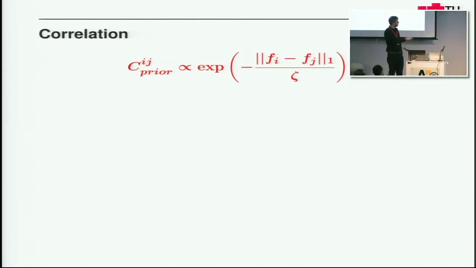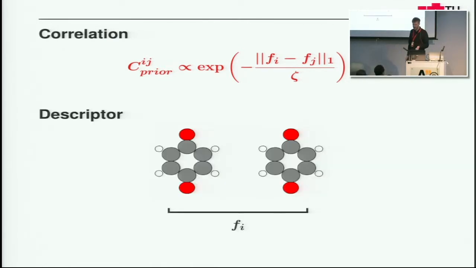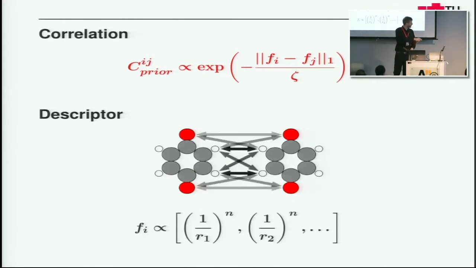And the main ingredient is this difference between two descriptors, and theta down here is just a parameter. And the descriptor is just a translation of a pair of molecules, in this case benzoquinone molecules, into a vector of numbers that we can plug into this equation. And the particular descriptor we've come up with is based on distances between different atoms on the two molecules. And each element has 1 over the distance to the power of a parameter n.